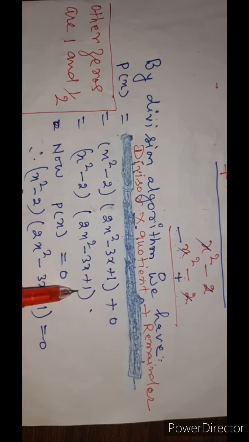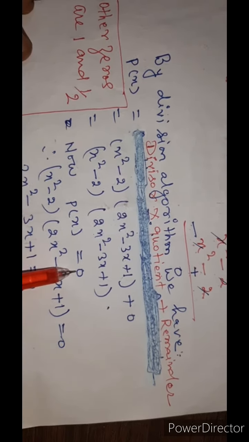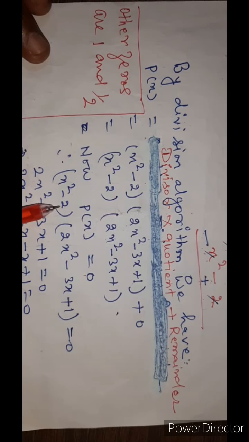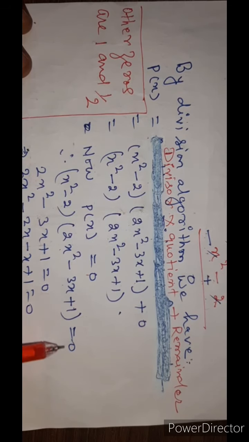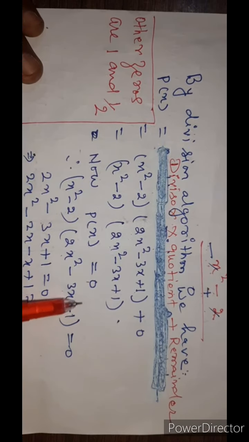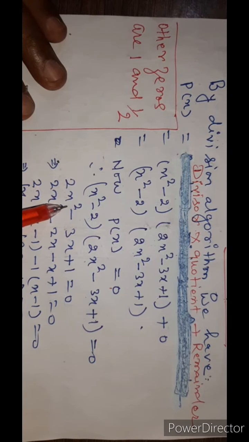Student, we have already studied how to find zeros. To find zeros, we have to take p of x is equal to 0. So again write down here x square minus 2 into 2x square minus 3x plus 1 equal to 0. From this expression, you have to find other zeros. So when you find this, then the expression will be 2x square minus 3x plus 1 equal to 0.